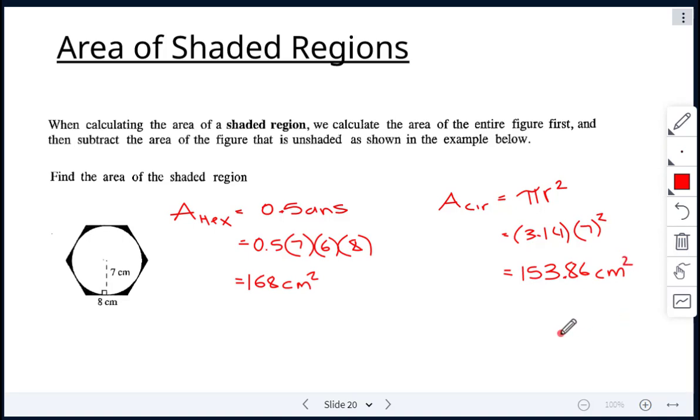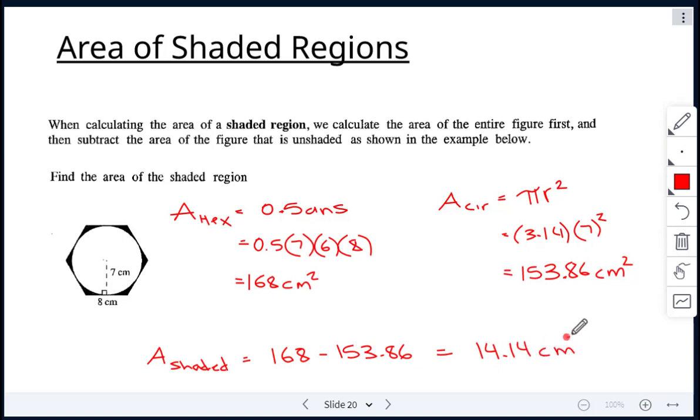Now we would subtract. So area shaded is equal to the whole figure, which was 168, subtract out the circle, so minus 153.86, and that gives me 14.14 centimeters squared.